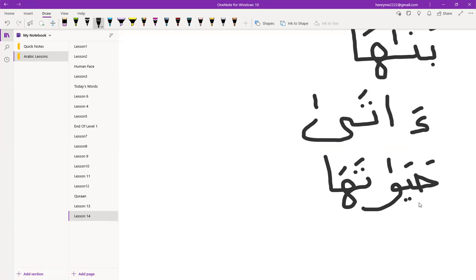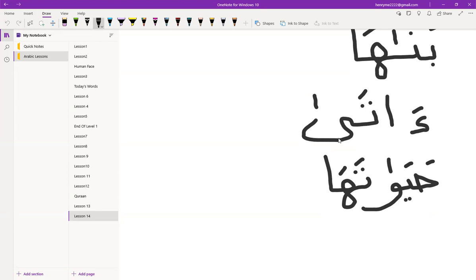So this one you can read as hayataha, hayataha. And you notice the wa, it seems like it doesn't exist, right? Hayataha. So the minute this short alif comes on top of the wa or the ya, they don't make any sound anymore.